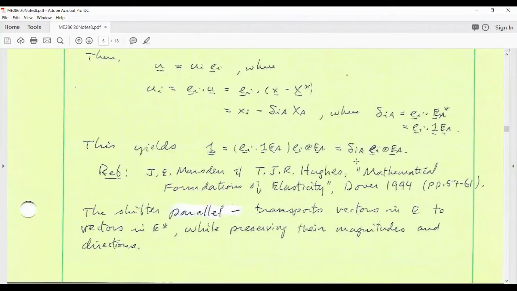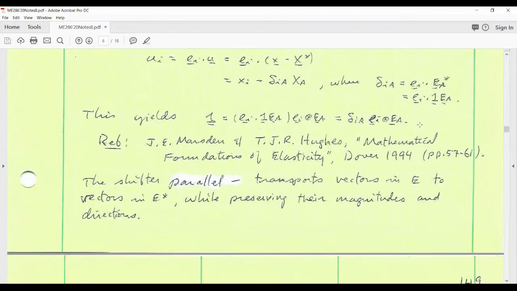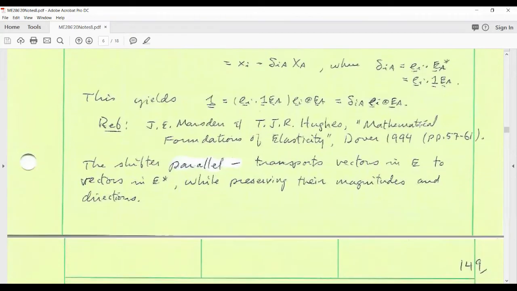Much of the confusion in the literature occurs because people have identified delta IA with the Kronecker delta, which is not required. It's conceptually important to not make that special case, not make that special choice, with the capital E's being aligned with the small e's, right? It's important to allow distinct bases, just to keep track of the distinct behavior of this one versus the identity.